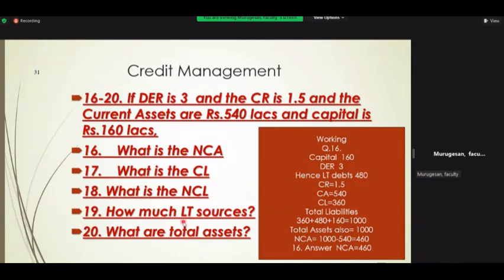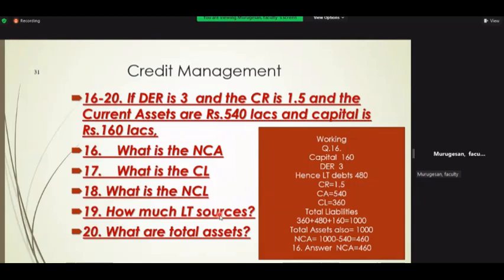LT means long-term sources. What are long-term sources? Capital plus NCL. Capital is how much? 160. Long-term loans are how much? 480. So 480 plus 160, 640 is the long-term sources. Correct? Current liabilities are 360. Current liabilities are short-term sources. These two are long-term. Similar way, current assets are short-term assets, and NCA is long-term assets. This is the correct interpretation of a balance sheet.